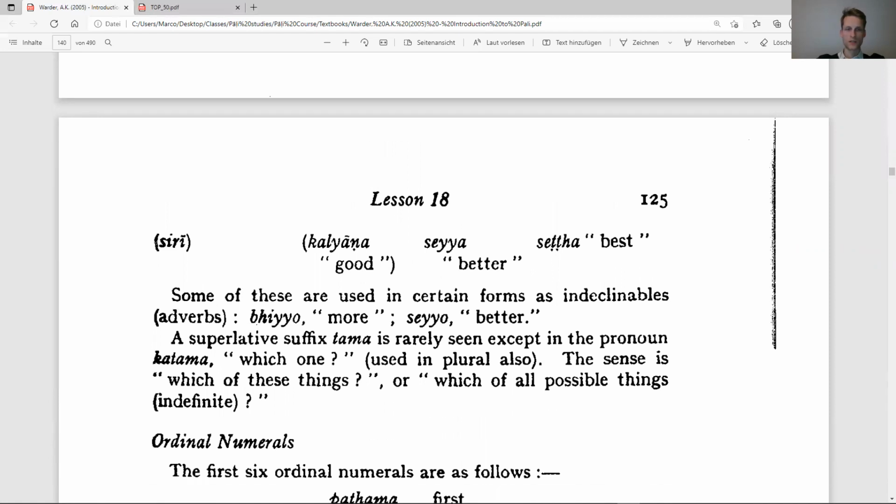The superlative suffix tama is rarely seen except in the interrogative pronoun katama, which one, which is also used in the plural. The sense is which of these things, or which of all possible things, indefinite.